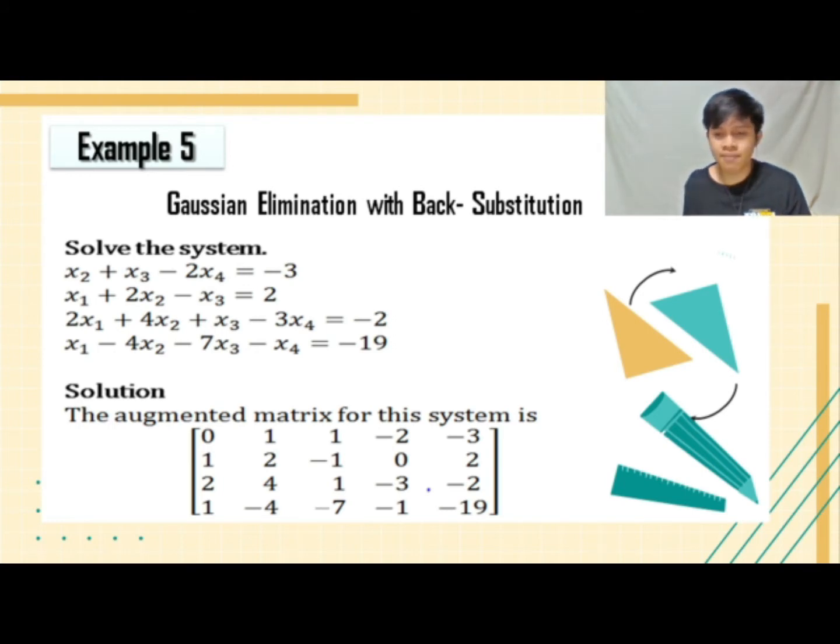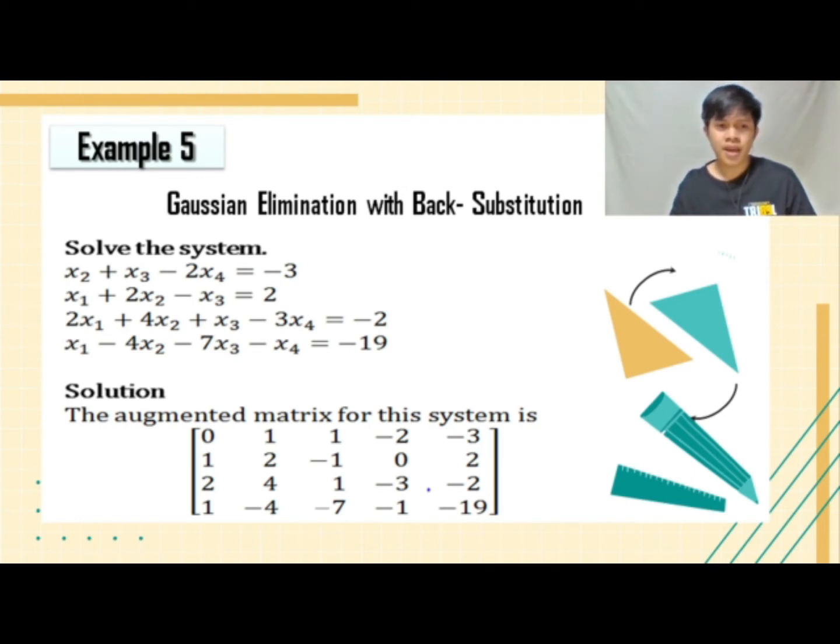Solve this system of linear equations. The first one is x sub 2 plus x sub 3 minus 2x sub 4 is equal to negative 3. The second one is x sub 1 plus 2x sub 2 minus x sub 3 is equal to 2. The third one is 2x sub 1 plus 4x sub 2 plus x sub 3 minus 3x sub 4 is equal to negative 2. And the last one is x sub 1 minus 4x sub 2 minus 7x sub 3 minus 4x sub 4 is equal to negative 19.